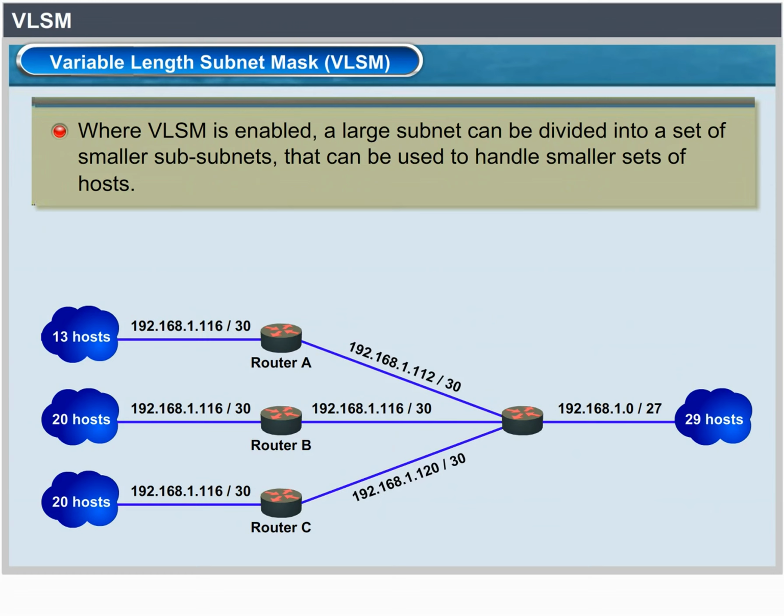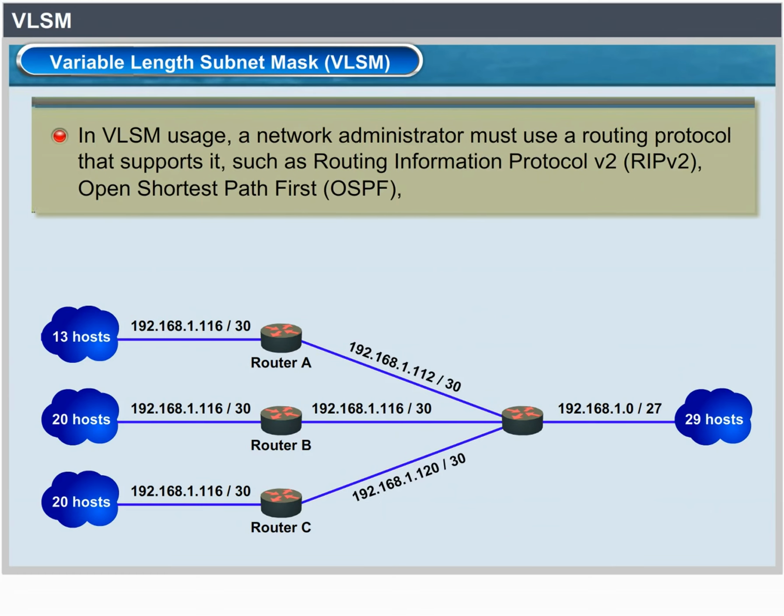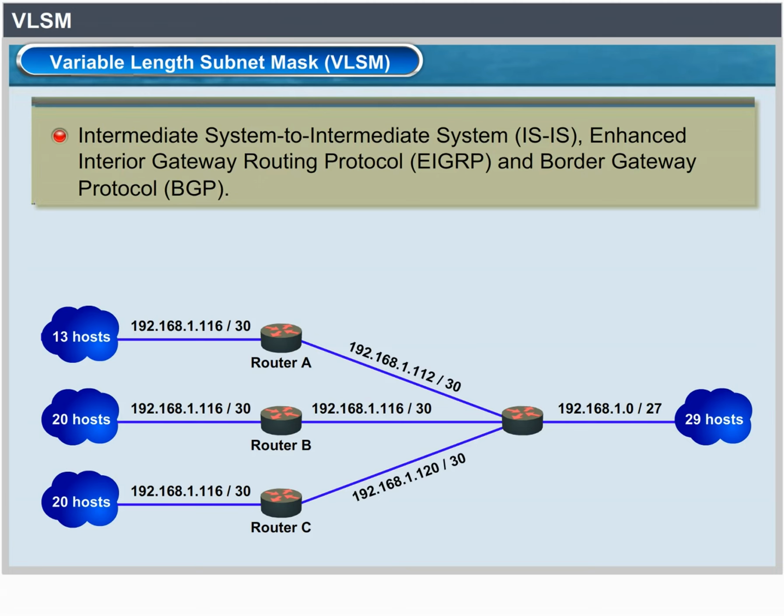In order to use VLSM, a network administrator must use a routing protocol that supports it, such as Routing Information Protocol version 2 or RIP v2, Open Shortest Path First or OSPF, Intermediate System to Intermediate System or IS-IS, Enhanced Interior Gateway Routing Protocol or EIGRP, and Border Gateway Protocol or BGP.